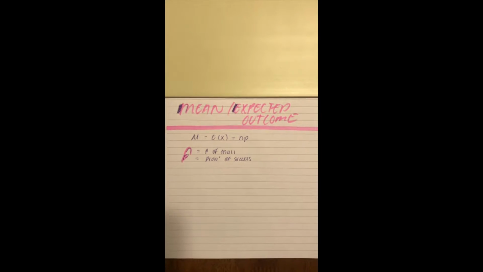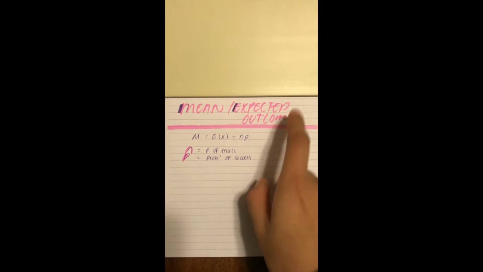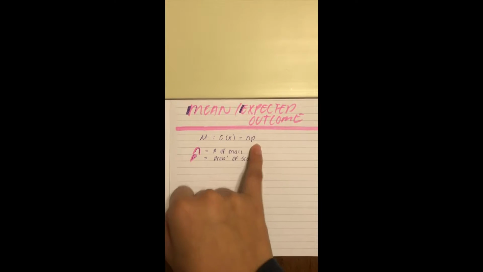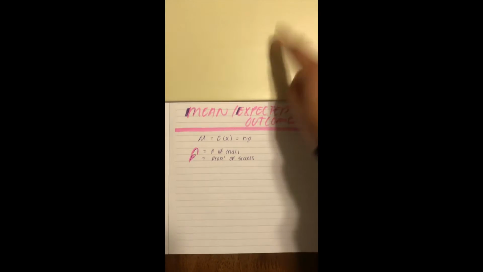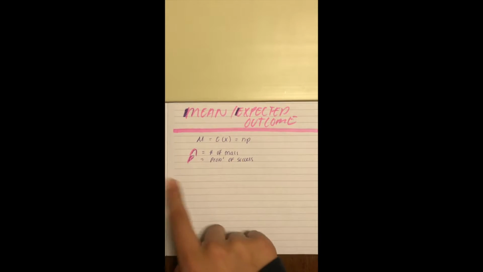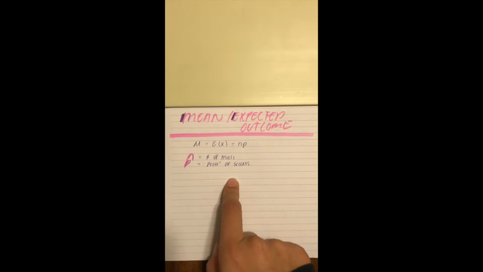Another formula we're going to look at is the mean, or expected outcome, formula, represented by mu. It's equal to n times p, and it represents the same variables as above, so n is the number of trials and p is the probability of success.